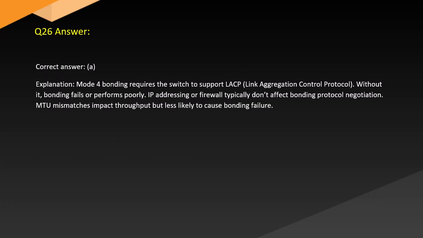Answer. Correct answer: A. Explanation. Mode 4 bonding requires the switch to support LACP, Link Aggregation Control Protocol. Without it, bonding fails or performs poorly. IP addressing or firewall typically don't affect bonding protocol negotiation. MTU mismatches impact throughput, but are less likely to cause bonding failure.